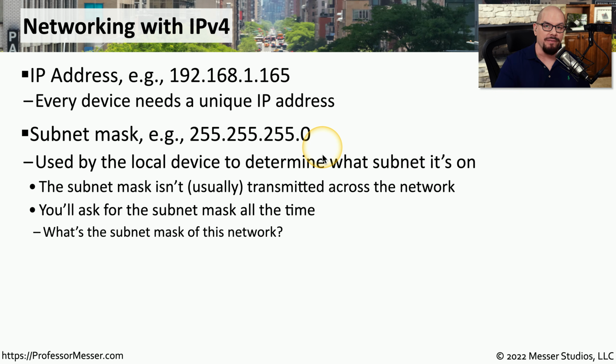You'll often be provided both of these values at the same time. So if you're assigning an IP to a device, someone may tell you to assign 192.168.1.165 with a subnet mask of 255.255.255.0. If you only have one of these parameters, you won't be able to complete the IP address assignment. Both of these parameters are used in conjunction with each other, and you have to have both of them to assign an IP.